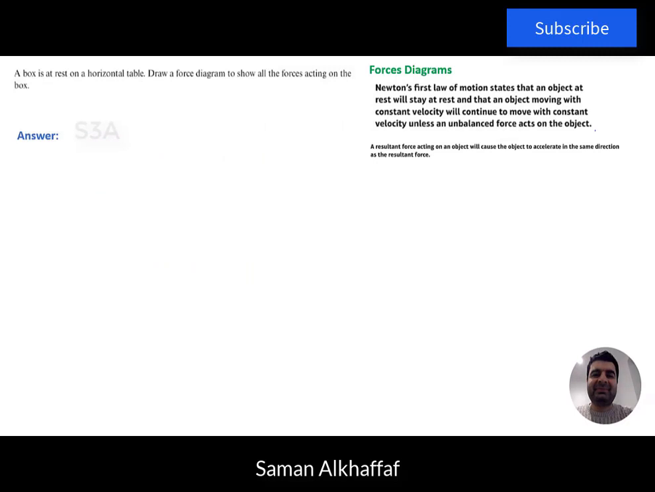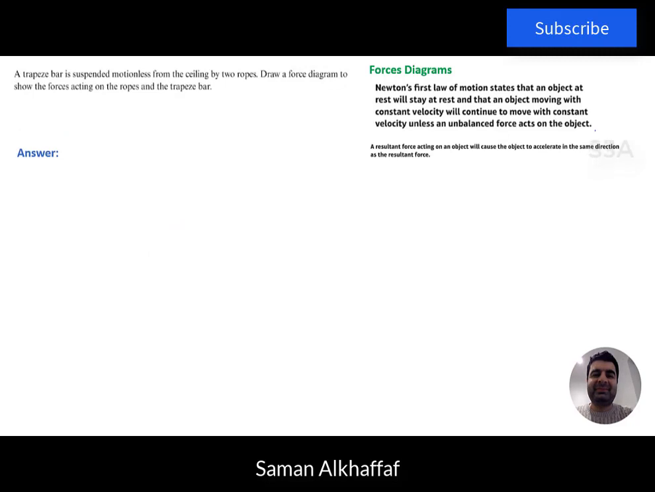In this example, a box is at rest on a horizontal table. Draw a force diagram to show the forces acting. In this scenario, you can see we have a body on the plane, and we have the weight acting on the box, which is going downward, and the normal reaction force is upward, opposite to the weight. These are the forces acting on the body resting on it. This will be the answer for this.